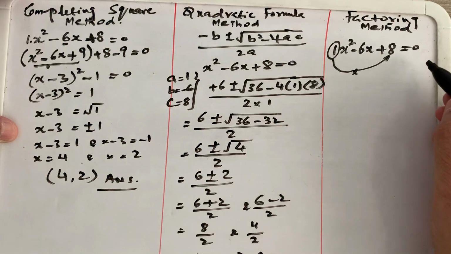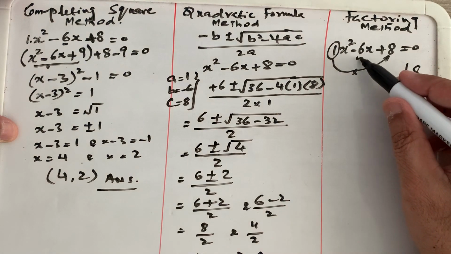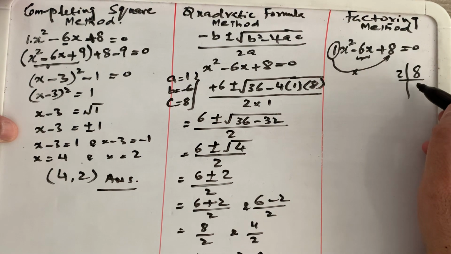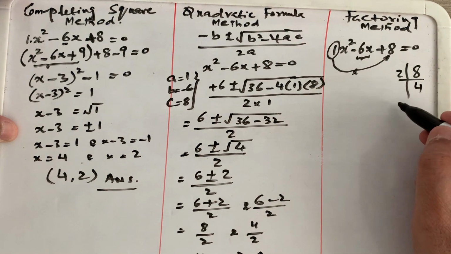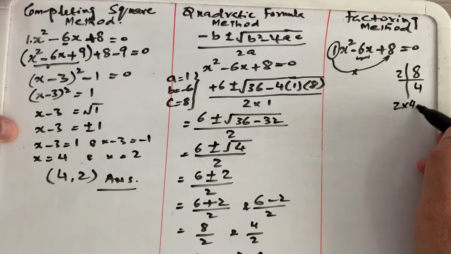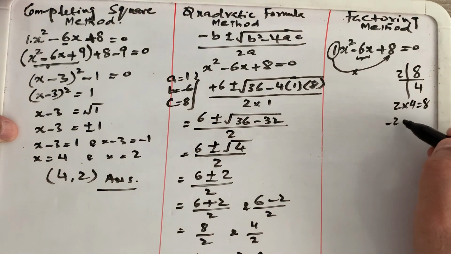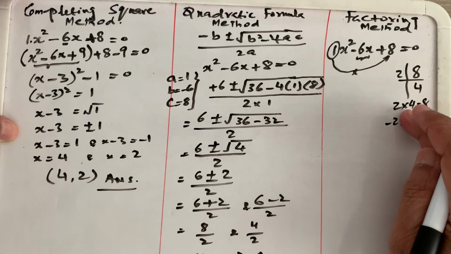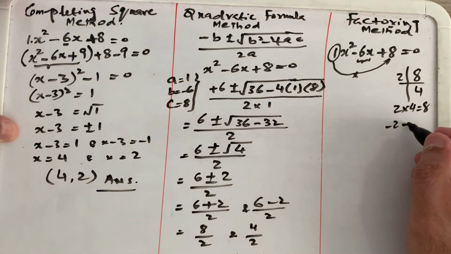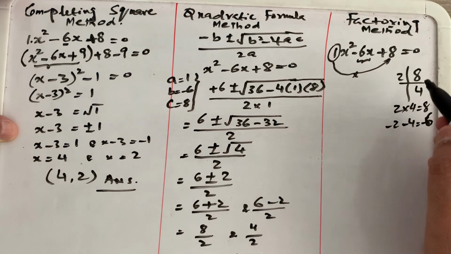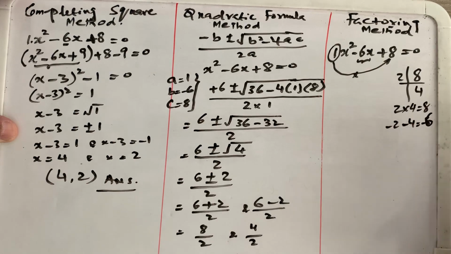And then I have to make two factors of 8 which give me, upon addition or subtraction, the middle term. So 2 fours are 8. I can see that these two factors will work because 2 times 4 is 8. And if I put minus 2 and minus 4, that will give me minus 6, which is my middle term. So that is the way we get the two factors.